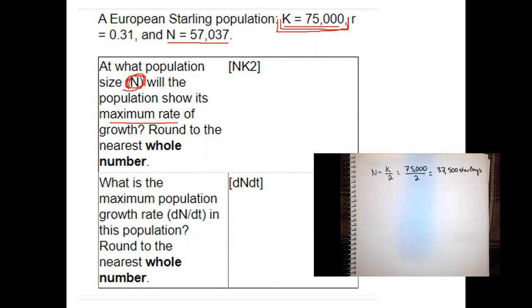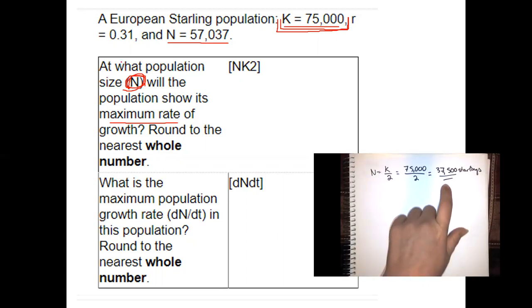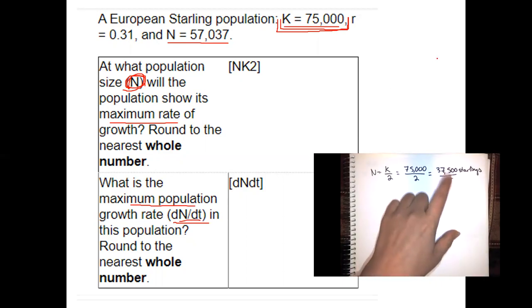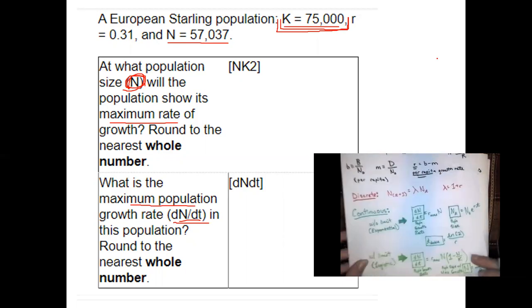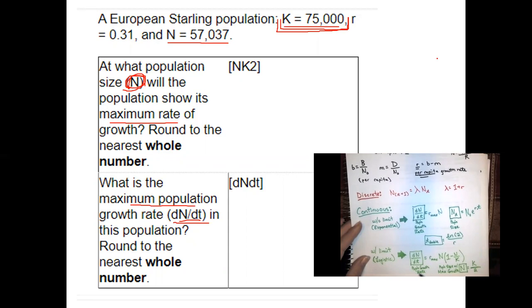An invasive passerine or songbird. So 37,500 is the population at which the maximum growth rate is achieved. From there, we can actually use this value to calculate that maximum population growth rate. So now we want to know the dN/dt. How quickly is the population growing at this particular population size? If we go back to our list of equations, we can see the population growth rate. And ultimately, the population size that has the fastest growth rate, we just calculated.